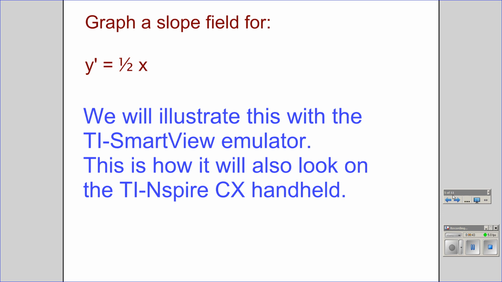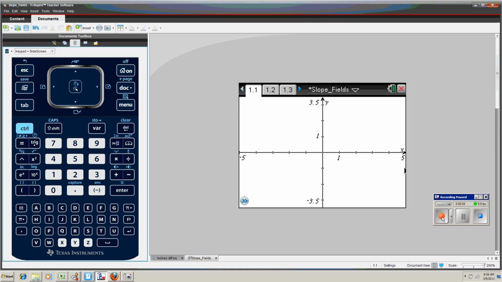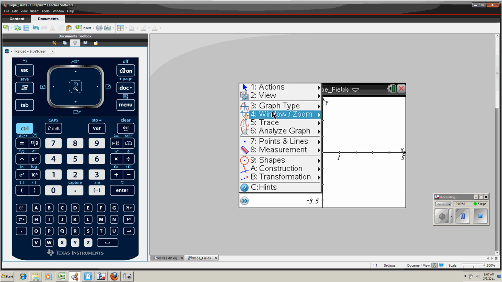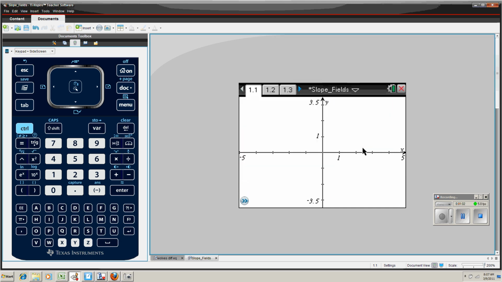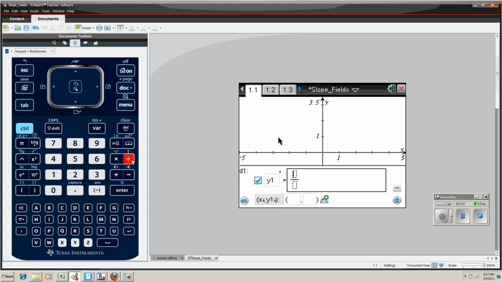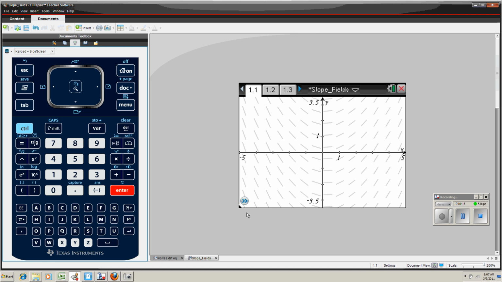Let's look at how to graph a slope field for y prime equals 1 half x. We're going to illustrate this with the TI SmartView emulator. However, this is exactly how it will look on the TI-Nspire CX handheld. To graph y prime equals 1 half x, I'll go to menu, choose a graph type of differential equation. We'll type in the fraction 1 half x, so that's y prime equals 1 half x, and press enter. And you can see this is the slope field for that.